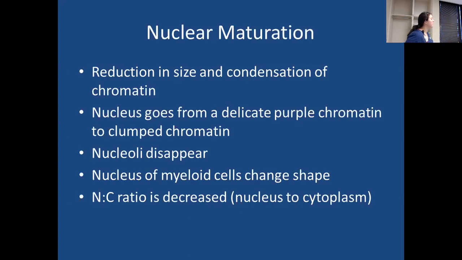We're also going to look for the presence of nucleoli. For our myeloblasts, it's very common for 4 to 5 nucleoli to be present. As the cell matures, those nucleoli will start to disappear. So when you're trying to classify between a myeloblast and a promyelocyte, you can look at the presence of nucleoli. If you have 4 to 5 nucleoli and no granules present, it's probably a blast.